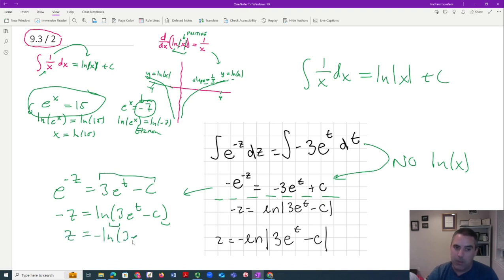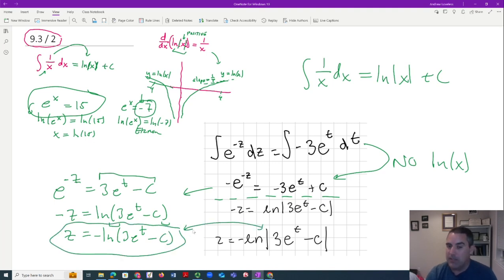Now, the truth is on a test, I wouldn't mark, so the answer should be this, but the truth is on the test, these are the same as long as 3e to the t minus c is positive. So if you were to graph them, they're the same. But the graph of this will include more stuff. It'll include stuff that shouldn't have been there. So that's why it does not recognize this as a correct answer.